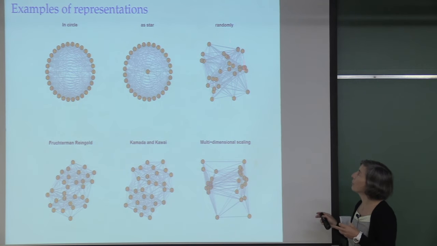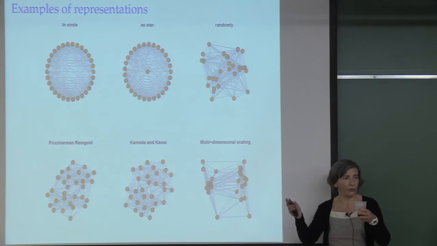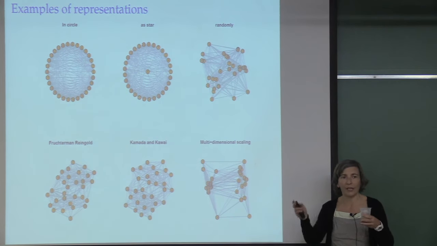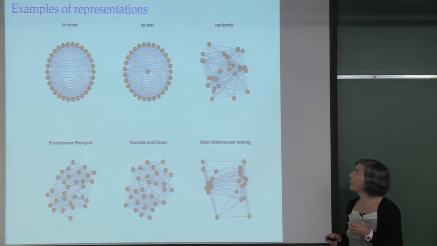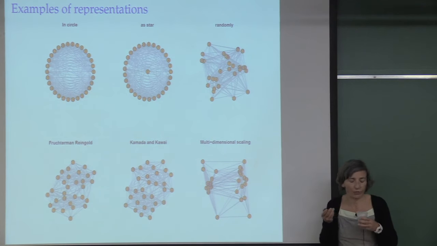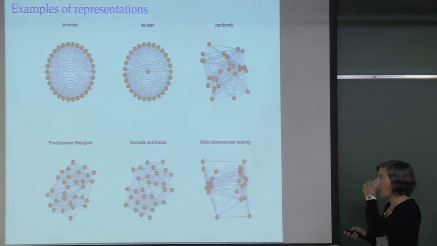Here, this is a random layout, so you just draw the positions of the nodes completely at random in your plane, and you just draw the links, and you see it's not very clear, the information on that representation.